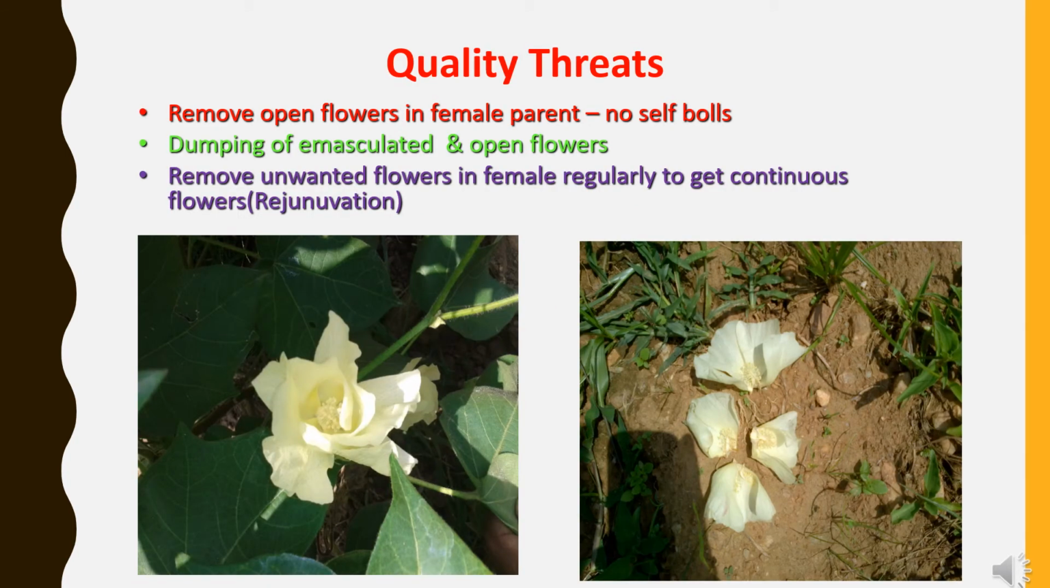Now we will discuss quality threats in cotton hybrid seed production. We have to remove open flowers in the female parent, and there should be no selfed balls, and dumping of emasculated and open flowers outside. Remove unwanted flowers in the female regularly to get continuous flowers. It will cause regeneration. So after removing the excess flowers, we can get new flowers in a few days.